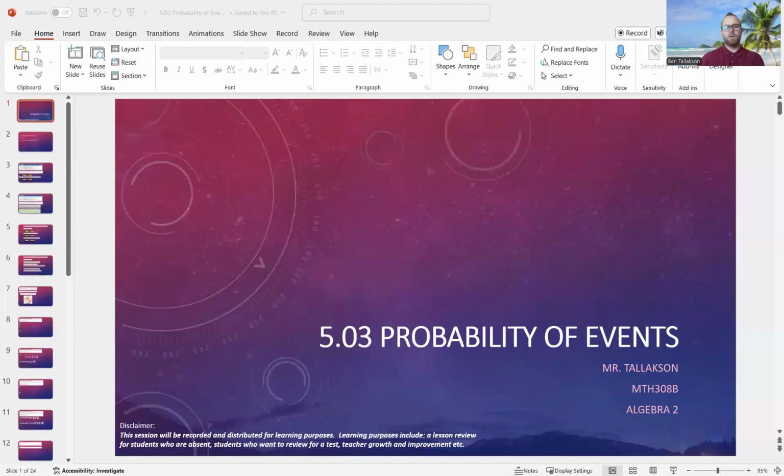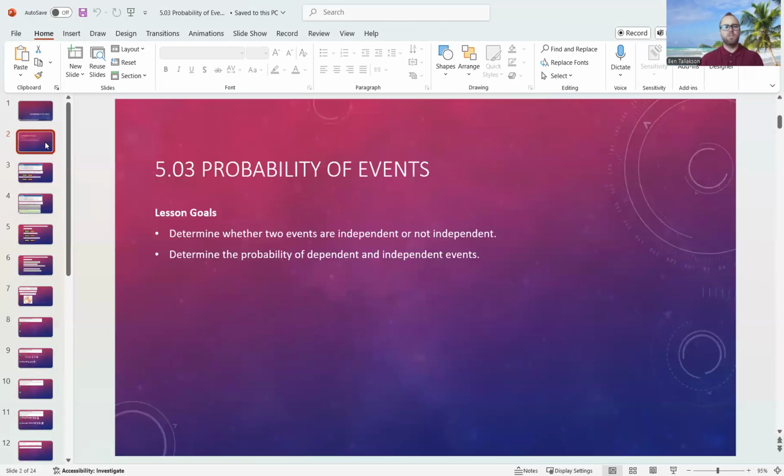All right, let's learn about probability of events. We got two goals today: determine whether two events are independent or not, and determine the probability of dependent and independent events.